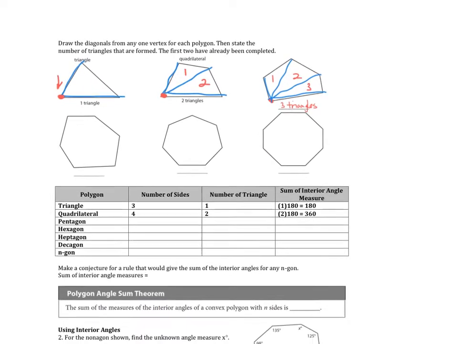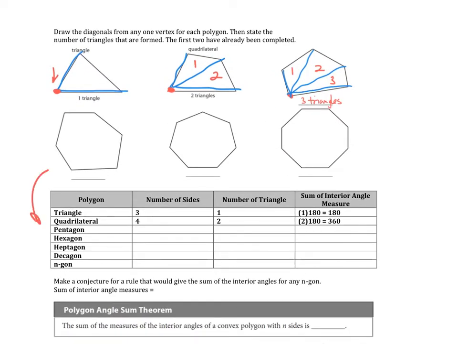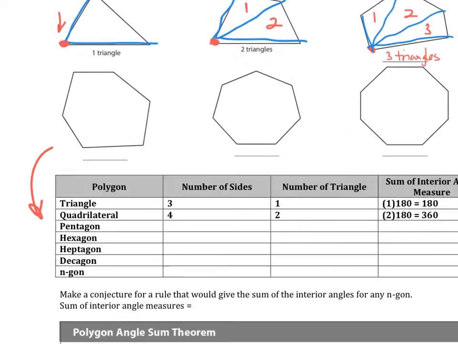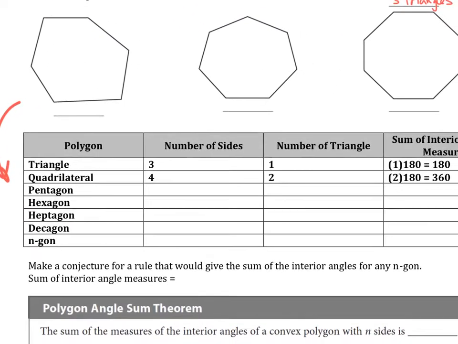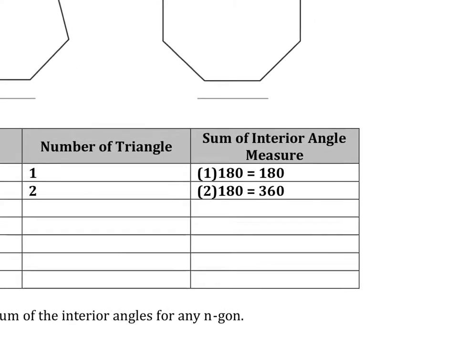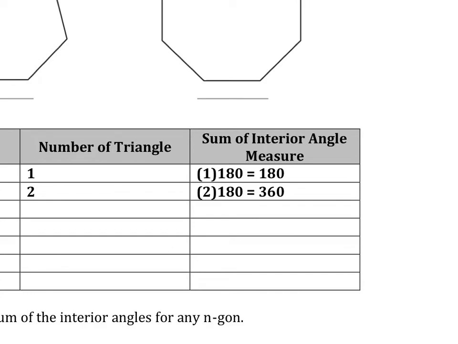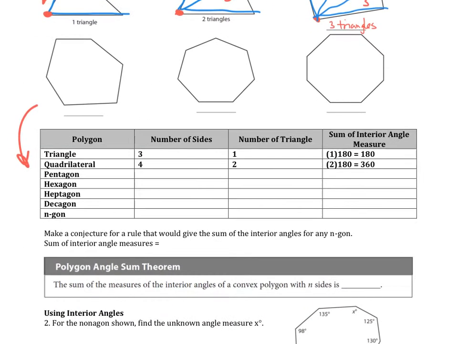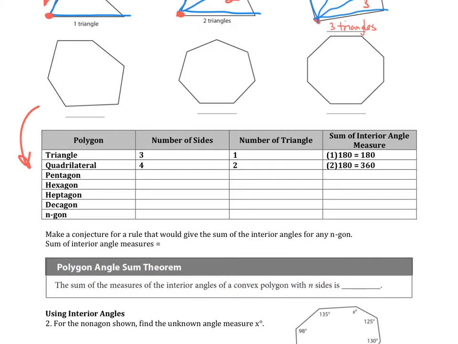So go ahead and fill the rest of that out, and then you'll notice down here below there's a table. For each polygon listed, I want you to list the number of sides, the number of triangles, and then what the sum of those angle measures would be. So for example, it does the first 2: a triangle has 3 sides with 1 triangle, so 1 times 180 is 180. A quadrilateral has 4 sides, had 2 triangles, so 2 times 180 is 360.